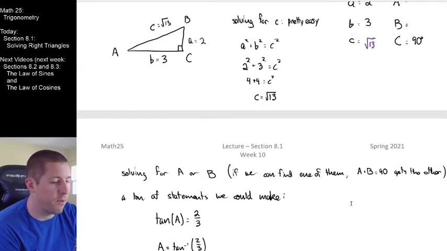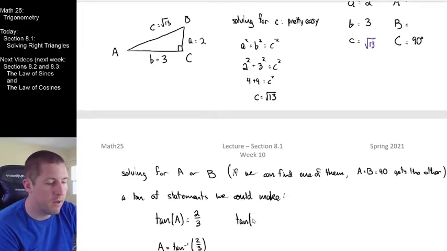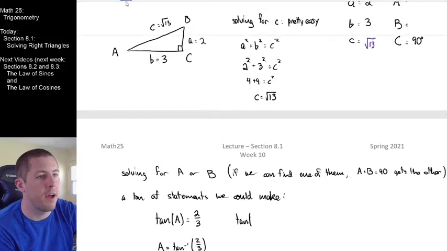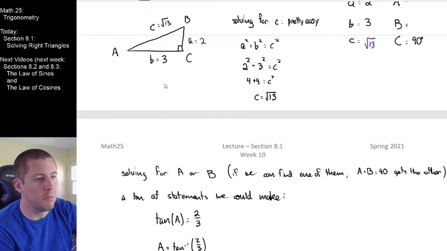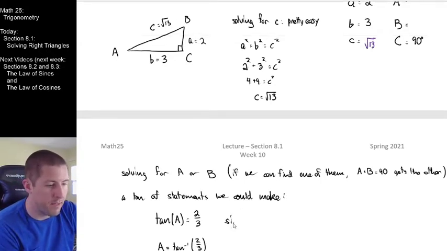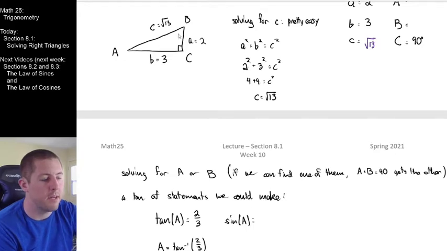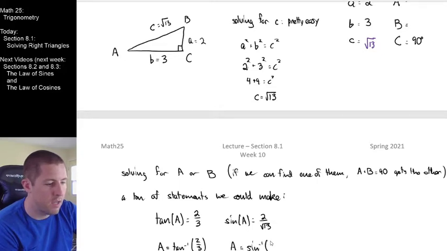Notice that we could have done this a different way. Maybe instead I would want to say something like tangent of B. Okay, let's stick with, for right now, I'm going to make several statements about A. Maybe instead we're totally fine with the square root of 13 term. Well, maybe I could do something like the sine of A. What's the sine of A equal to in this triangle right here? Sine is opposite over hypotenuse, so that should be 2 over root 13. And therefore, we should be able to make the statement that A is sine inverse of 2 over root 13.